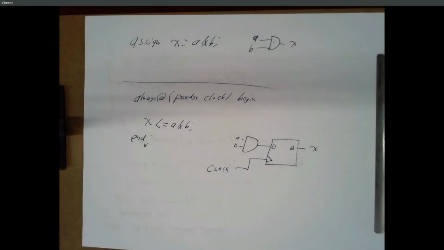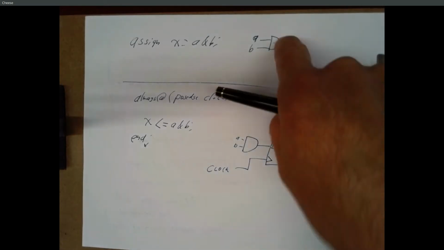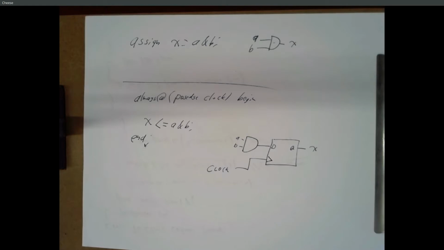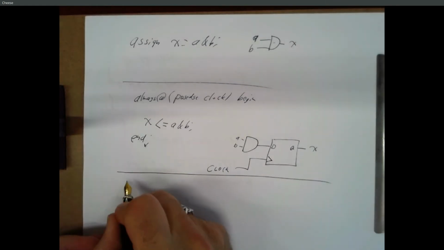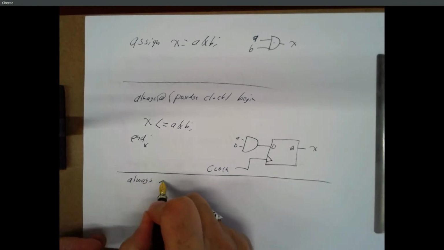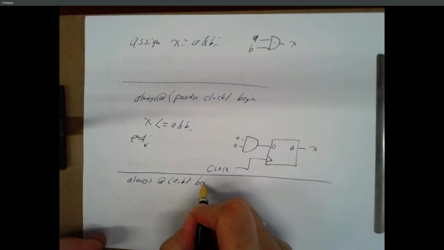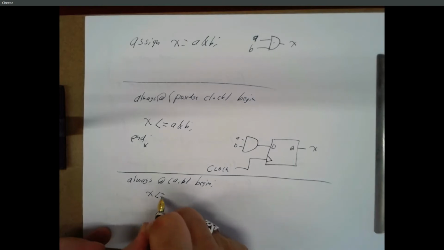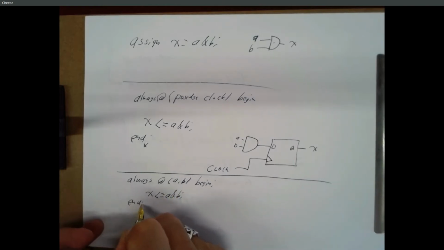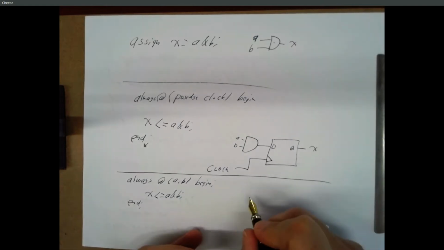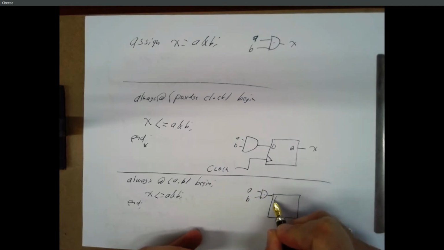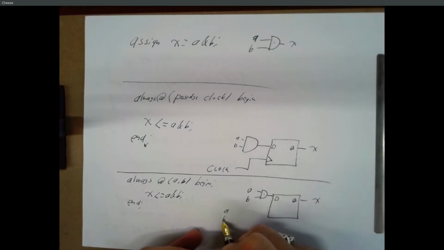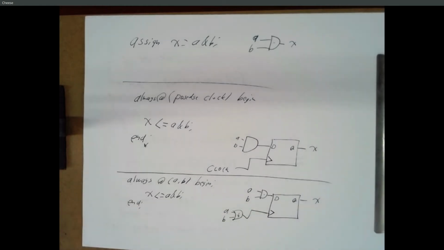And there's times when that's what you want to have happen, but there's times when you just want a simple gate. Now the other option, which we didn't really talk about, but you can do something like this. Always at A comma B, X is assigned A and B. And that's going to do something like, and I don't know if it actually synthesizes like this, but logically, here's the effect.